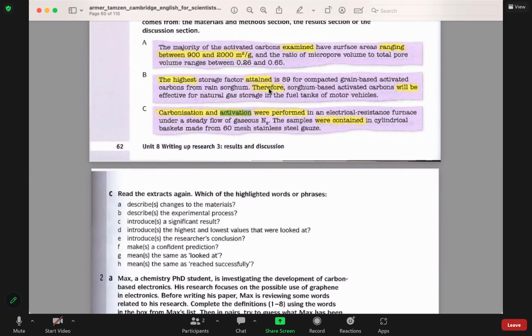Also performed. This one. Examined. And it means the same as researched successfully. Oh, reached successfully. Also performed, maybe. Це як виконали, а це досягли чогось. Attained. Because attained, it is translated also like досягли. Yeah?